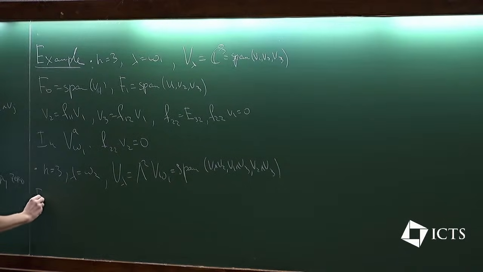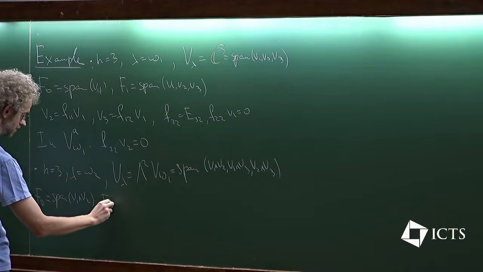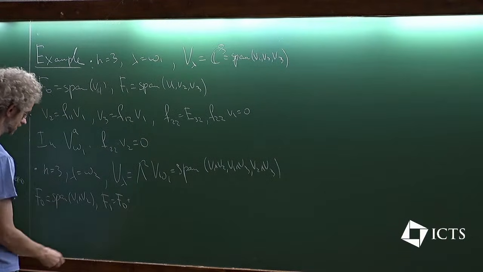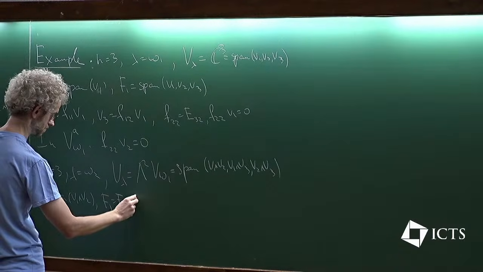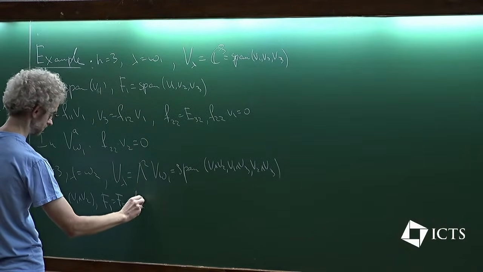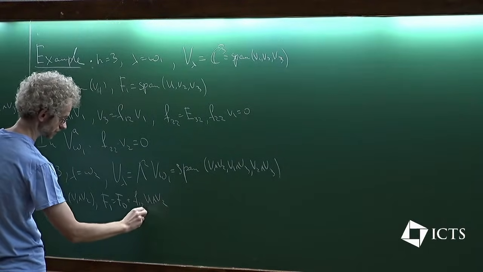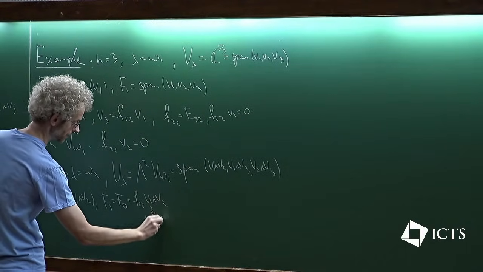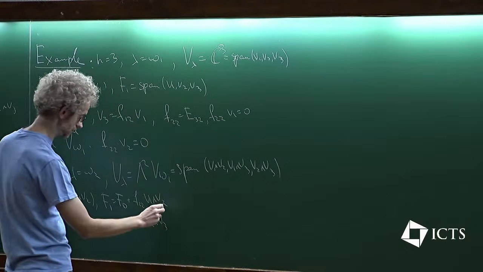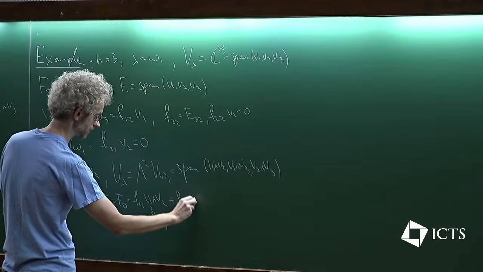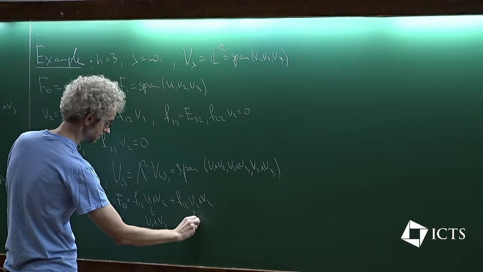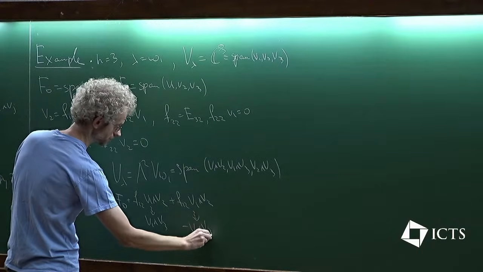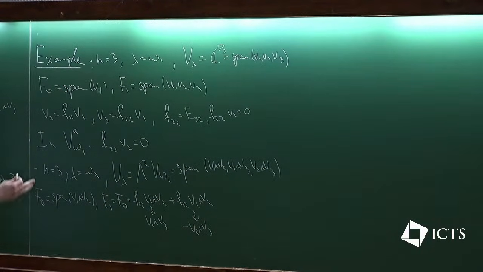So it means that F0 is the span of V1 wedge V2. And then F1 is obtained as F0, plus we apply F22 to V1 wedge V2. So this gives us V1 wedge V3. So it changes V2 to V3. And plus F12 applied to V1 wedge V2. So it gives us V2 wedge V3 up to a sign. It changes 1 to 3. So we see that actually there is no room for F11, right?